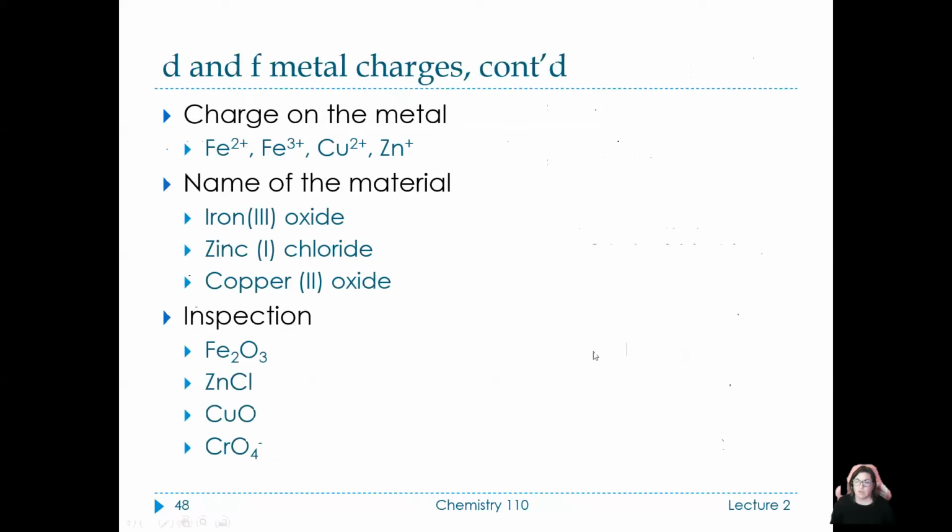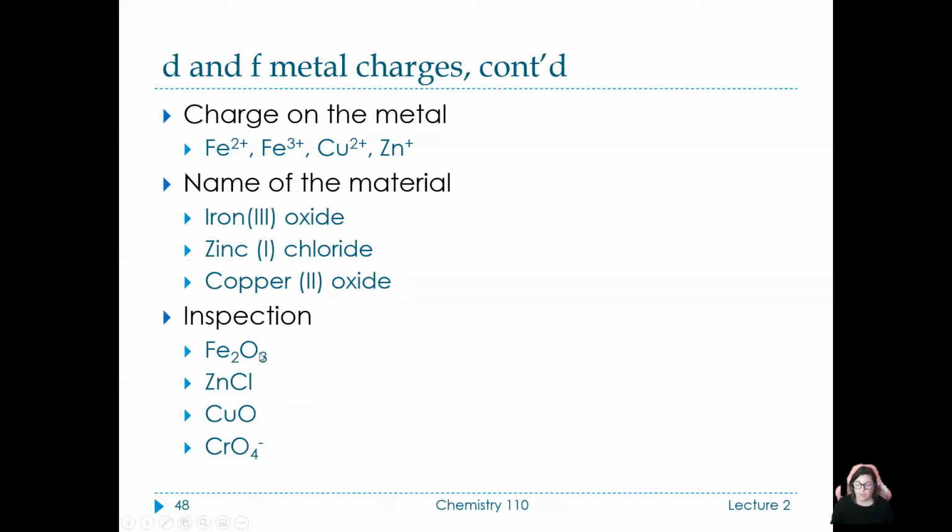So charge on the metal. Like I said, it's directly on the metals. We can see 2+, 3+, 2+. Name of the material: iron 3 oxide, zinc 1 chloride. Sometimes this is just written as zinc chloride. If nothing's indicated here, we know it's 1. Copper 2 oxide. Okay, so we know that this is copper 2, so that's what we have.